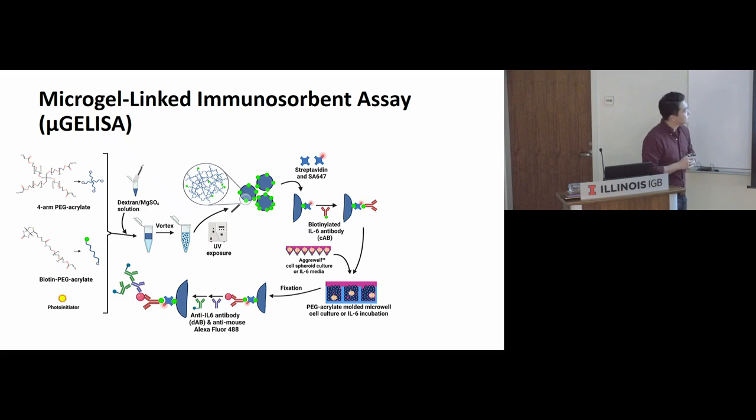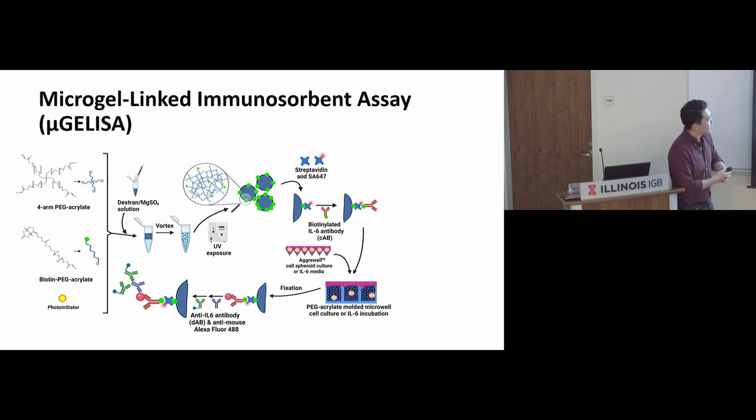So the acrylates will come together stochastically, let me go through this first. You mix these three things together: the photoinitiator, biotin PEG acrylate, and 4-arm PEG acrylate. And when you add dextran magnesium sulfate solution, the dextran and the PEG will separate. When you vortex it, you'll form little micro droplets. This is very similar to water and oil, except you're using both as aqueous solutions rather than relying on mineral oil.